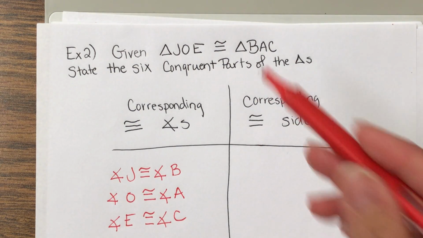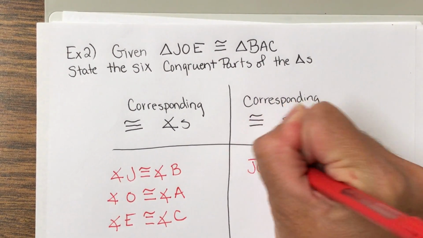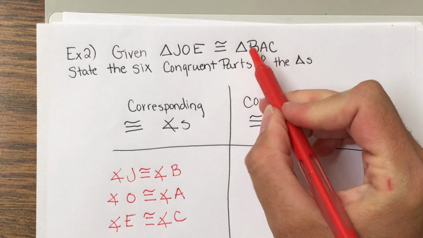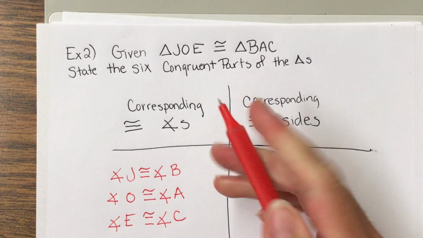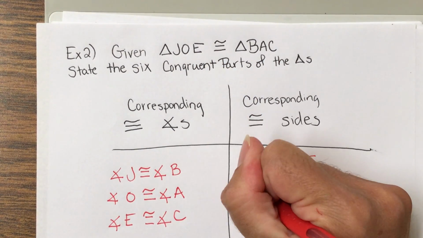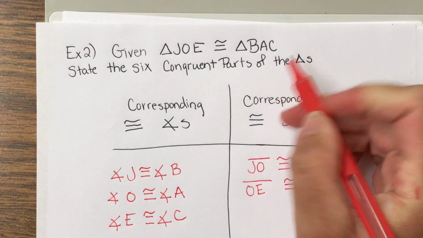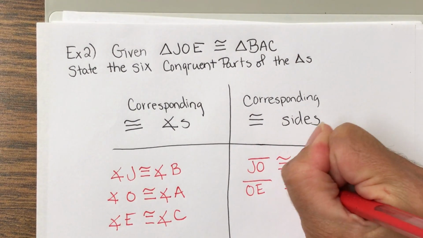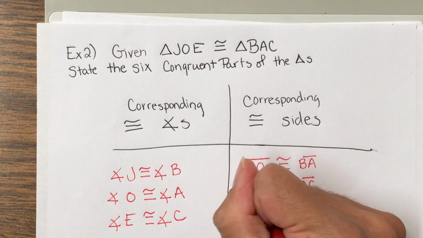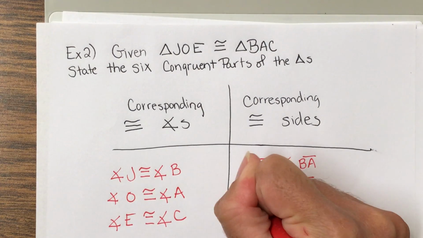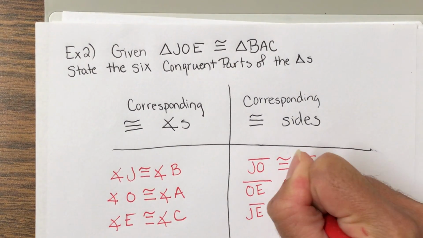So for sides, you need two letters. So side JO maps and is congruent to side BA. Side OE maps and is congruent to side AC. And then last, side JE maps and is congruent to side BC.